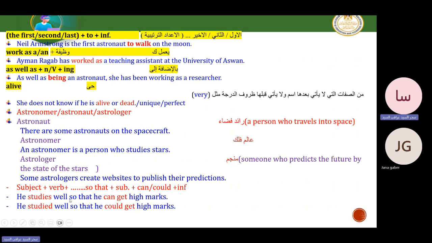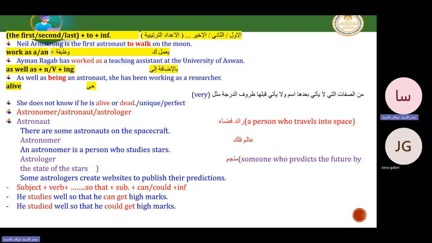He studies well so that he can get high marks. Here we use "so that" to join these two sentences. If the sentence before "so that" is present, like "studies," we should use the modal verb can, may, or will after it: he can get high marks. If the sentence before it is past, like "studied," we should use could, would, or might after it: he studied well, so he could get high marks. So, present with can or may, past with could or might.